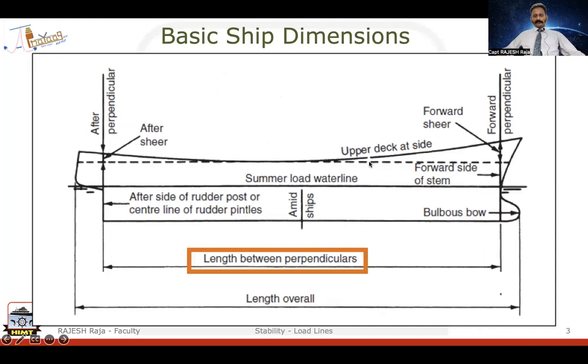If you see here, I've highlighted something called length between perpendiculars, LBP. Now, this is what LBP is, and I marked it with an arrow also. It is the distance between the forward perpendicular and the aft perpendicular. It's quite important in stability because we'll be using LBP as our reference point for all the calculations. So you should know what LBP is.